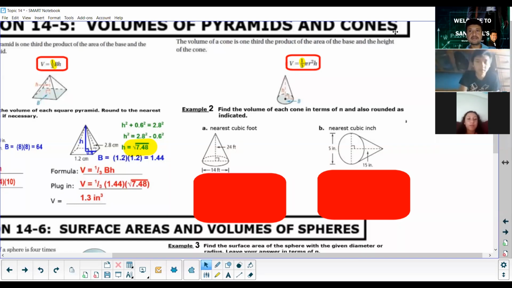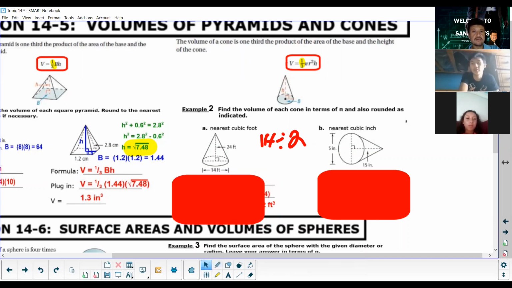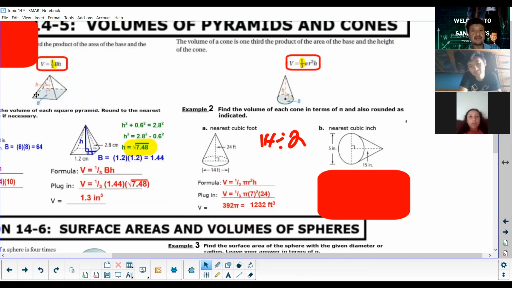Okay. Sorry. So example 2, you want me to do A or B? Yeah, do A. Okay. So we have a height of 24, and then we have a radius of 7 because the diameter is 14 divided by 2. Yes, so that would be 7. That would be pi times 7 squared times 24, divided by 1/3. Yeah. So then you get that 3. So they went ahead and kept everything in pi, and then they utilized it.